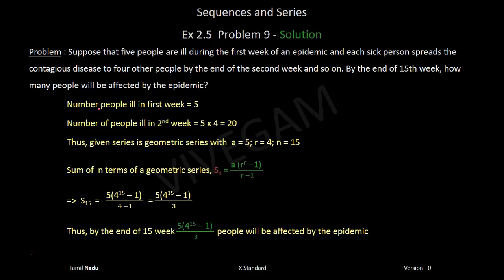So let's go to the solution. Number of people ill in the first week is 5. Number of people ill in the second week is 5 into 4, because it becomes multiplied. Every person is spreading the disease to 4. So 5 into 4, they would have spread it to 20. For the third week it will be 20 into 4. So this is a geometric progression with a equal to 5 and r equal to 4. And you are asked to calculate the number of people at the end of the 15th week.